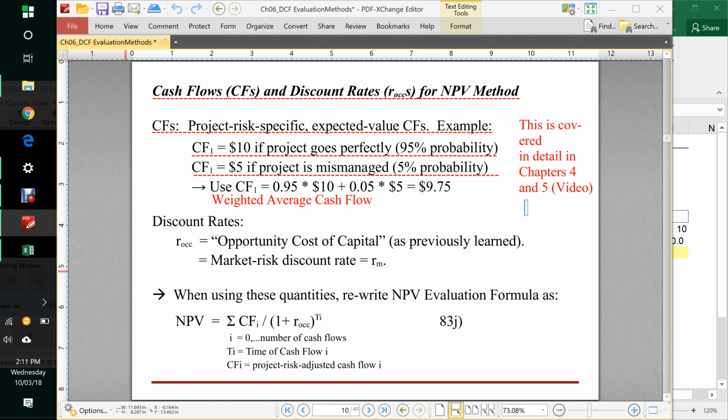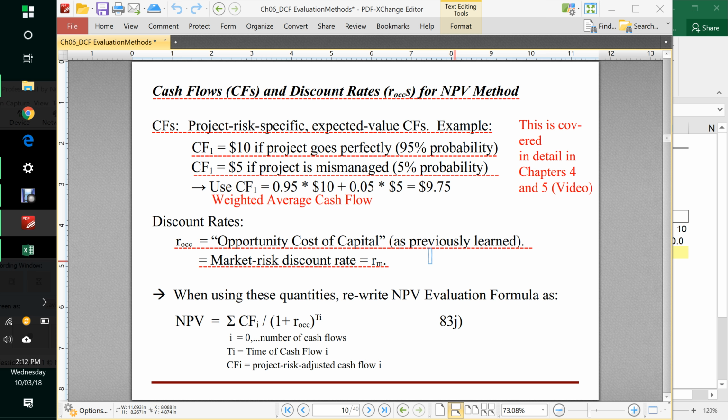Okay. And same thing with discount rates. The discount rate that we always use in the NPV method is what's called the opportunity cost of capital discount rate. And that is the same thing as some people will call the market risk discount rate. Okay, so a little bit like accounting here, more than one name for something. Most people call it opportunity cost of capital. Some people will call it market risk discount rate. So you got to know both terms.